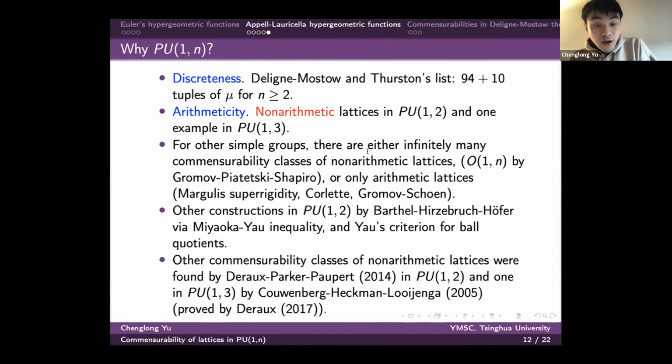There is also other work on commensurability classes of non-arithmetic lattices. They were found in 2014 by Deraux, Parker, Paupert in PU(1,2); they also have finitely many cases. And 1 example was found by Couwenberg, Heckman, Looijenga in 2005 in PU(1,3). At that time, they didn't prove that their example is non-arithmetic. It was later proved by Deraux in 2017 to be non-arithmetic. For general PU(1,N), whether you have non-arithmetic lattices for n greater than or equal to 4 is still an open question. And whether you have infinitely many of them for a fixed PU(1,N) is still an open question.